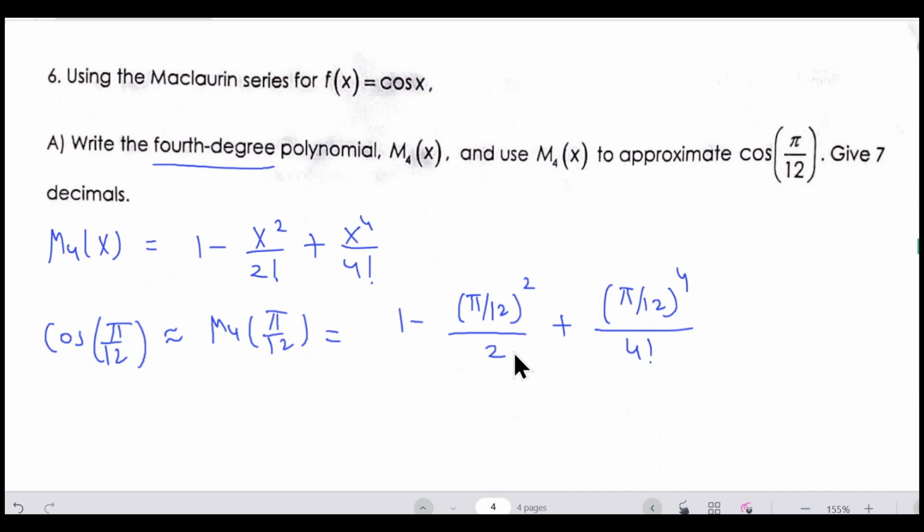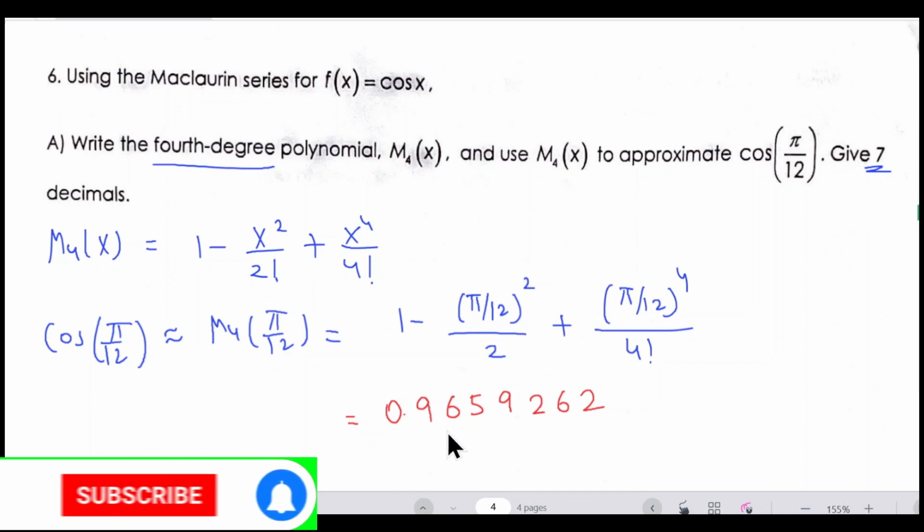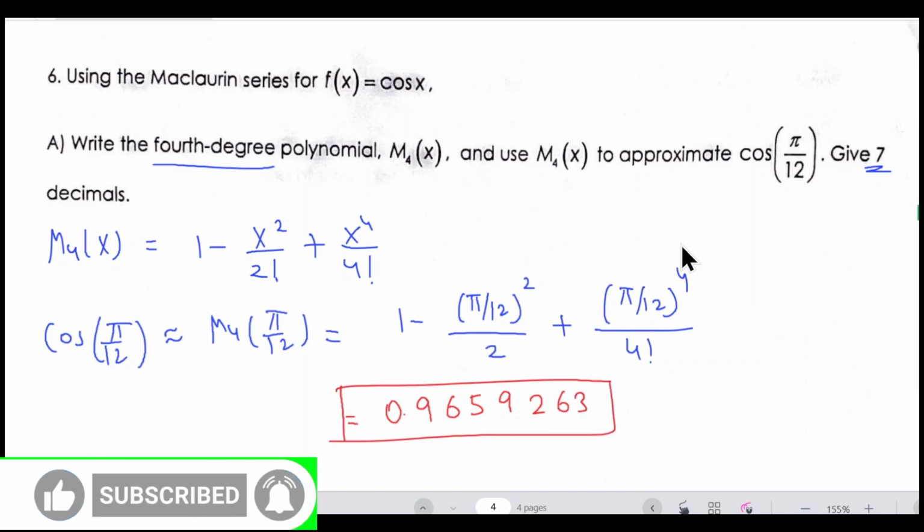So let me calculate that. Right. Oh my God, who asks for 7 decimals? Seriously? 7 decimals is going to look like 0.9659262. How many? 1, 2, 3, 4, 5, 6. Okay. Oh, well, okay. All right.